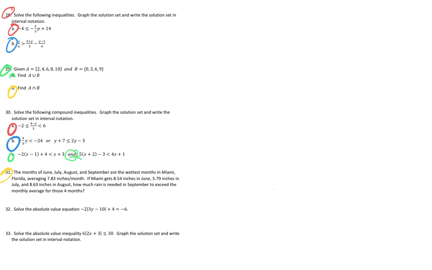Okay, 31. The months of June, July, August, and September are the wettest months in Miami, Florida, averaging 7.83 inches per month. If Miami gets 8.54 inches in June, 5.79 inches in July, and 8.36 inches in August, how much rain is needed in September to exceed the monthly average for those 4 months? So we want to exceed that. So averages are, add all the numbers together and divide by the total number, right? So in this case, we'll get 8.54 plus 5.79 plus 8.63, plus we'll represent the rain in September with an X. We'll divide that by 4, and that'll be the average.